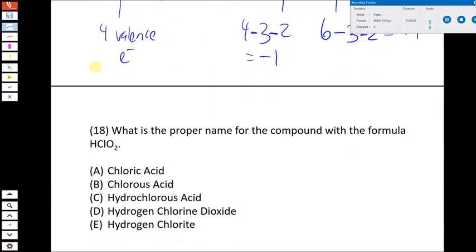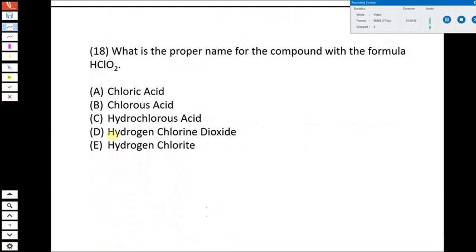All right. Next question. We're back to nomenclature, so a little bit out of order here. But we want to know the proper name of the compound with the formula HClO2. So what we should recognize is that a formula that starts with H and then has an anion after it is what kind of compound? Acid. We just learned about these in class just on Wednesday, I believe.